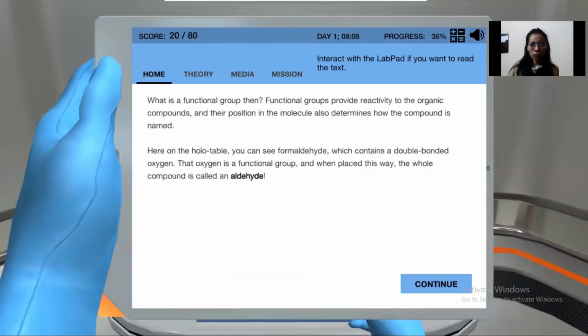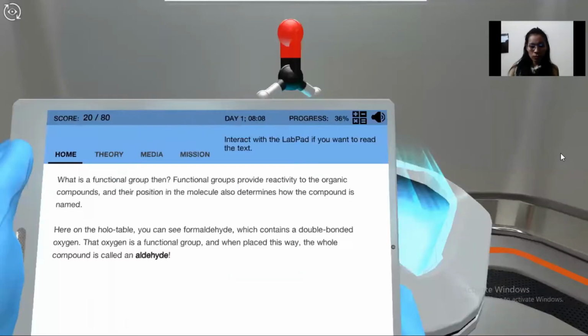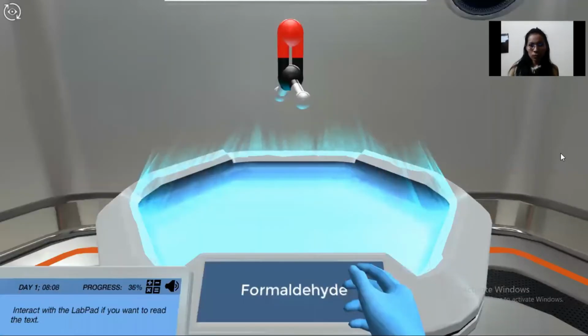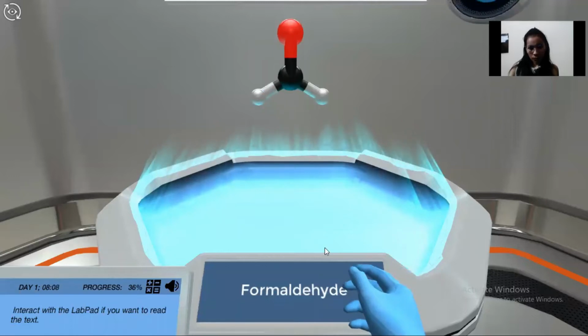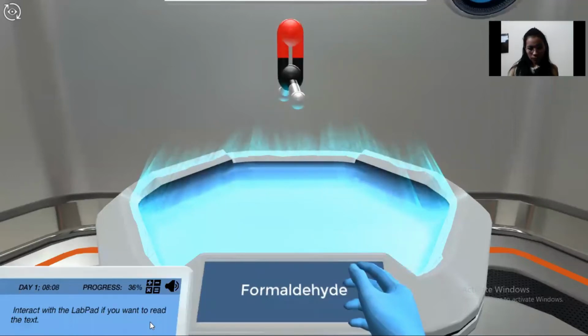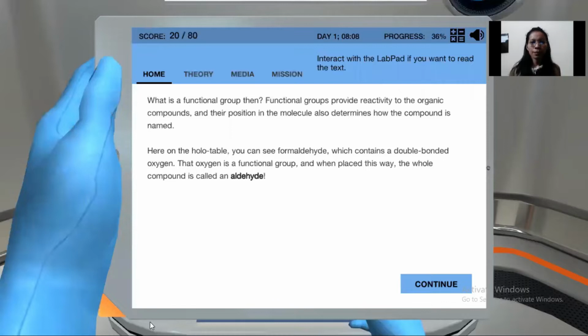What is a functional group then? Functional groups provide reactivity to the organic compounds, and their position in the molecule also determines how the compound is named. Here on the hollow table, you can see formaldehyde, which contains a double-bonded oxygen. That oxygen is a functional group, and when placed this way, the whole compound is called an aldehyde.